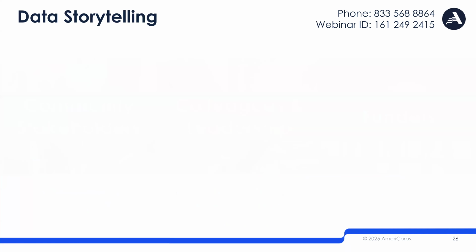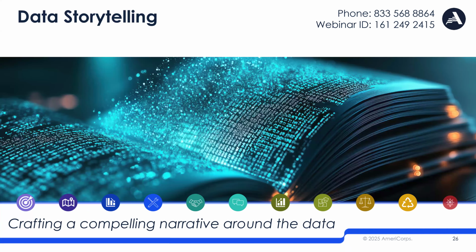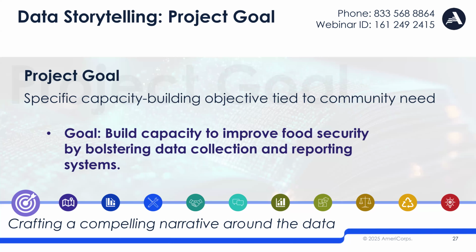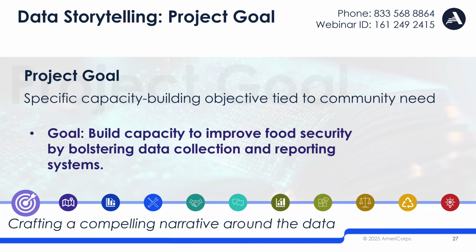Now let's talk about one of the most powerful things we can do with our data. We can tell a story with it. A good data story takes the information you've collected and really connects it to a clear narrative. On the next slides, we'll share a framework for data storytelling and use the food security program from earlier as our example. So let's start with our project goal, or why we're here as a food distribution program. Our mission is crystal clear: help our local food bank better understand and serve our community through smarter data practices.